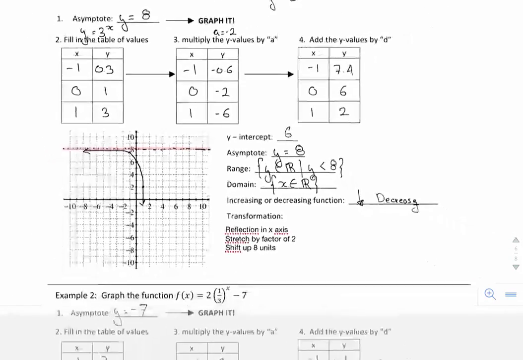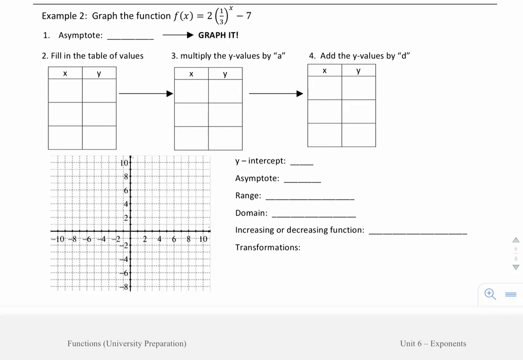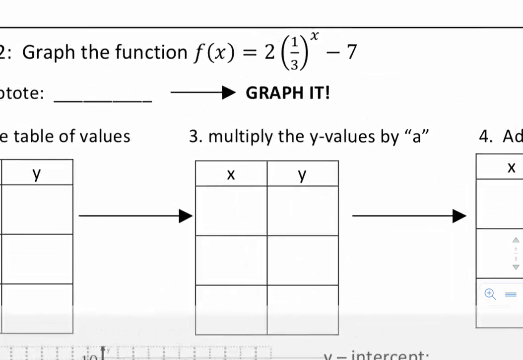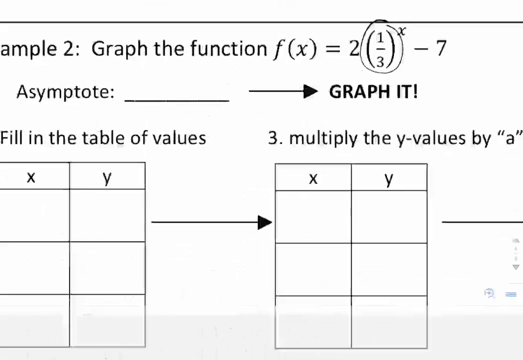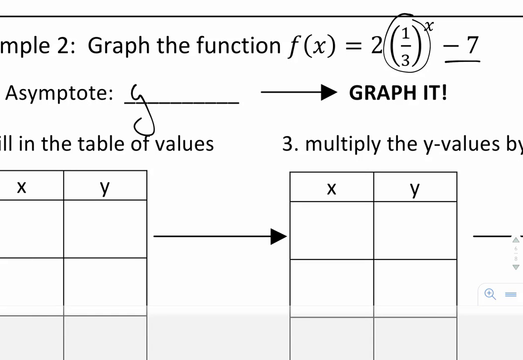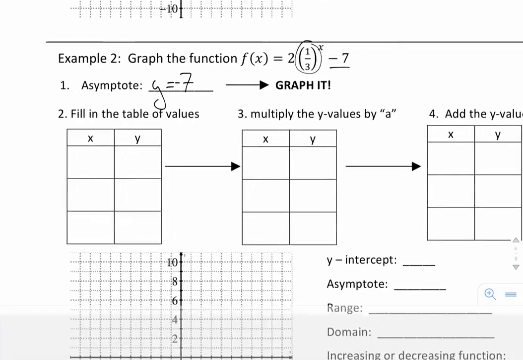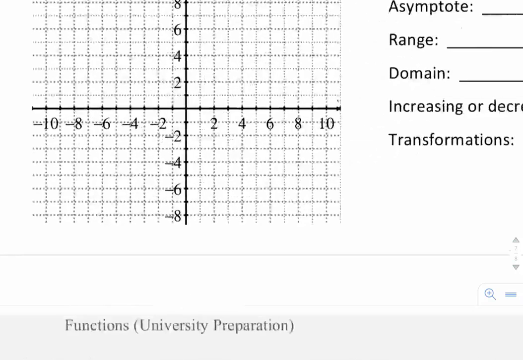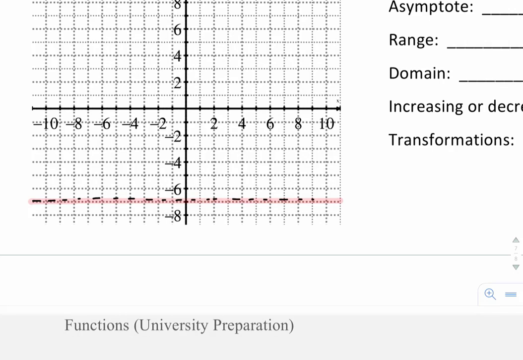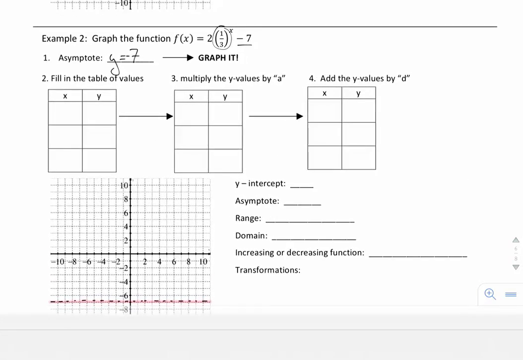For our second example, looking at same type of function, the only difference is that my base here is a reciprocal. So instead of 3, I have a 1 over 3. First things first, I have to identify my asymptote, which is the last number. It'll be y equals 7, or actually negative 7, and I'm going to graph that. So taking a red highlighter, I'm going to find negative 7 and draw a horizontal line through that value. And again, to emphasize it, I'll just go over it with a broken black line. There you have our asymptote.